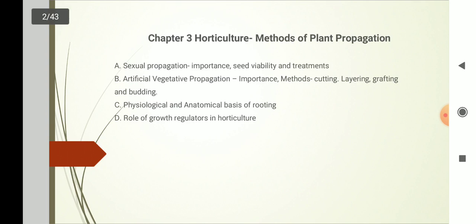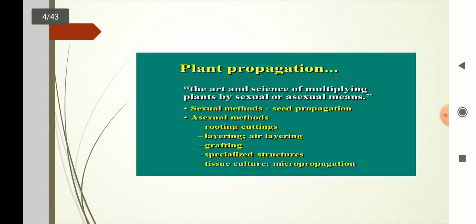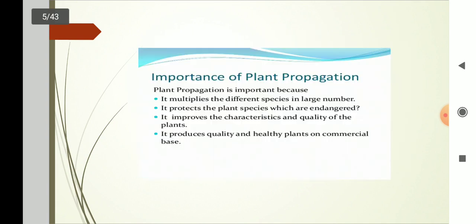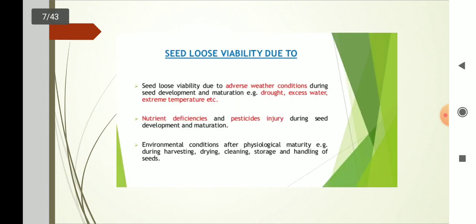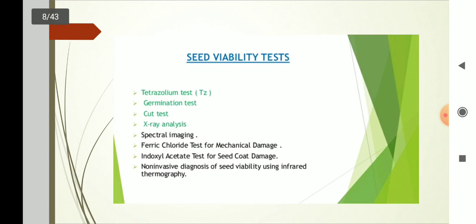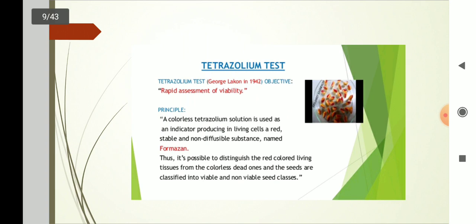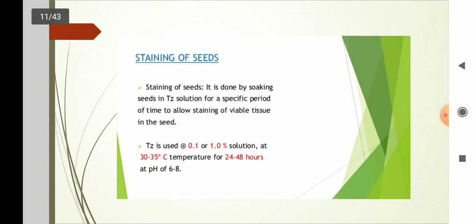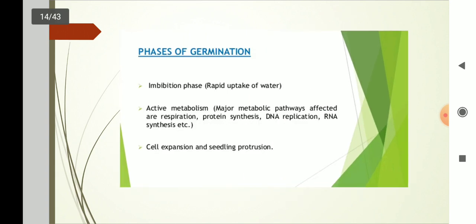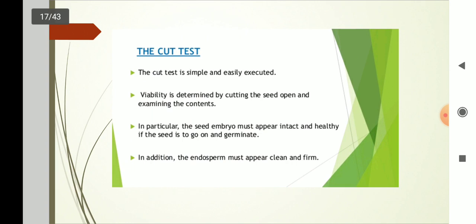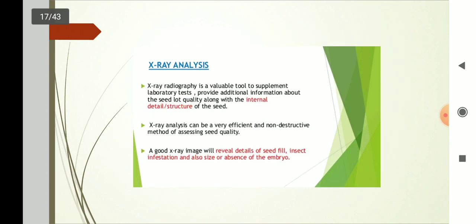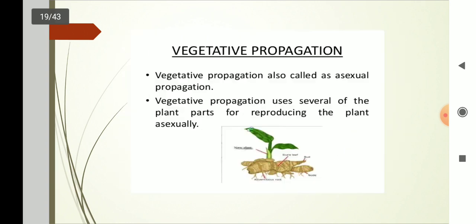In the last lecture, we started chapter 3, horticultural methods of plant propagation. In that, we saw the definition of plant propagation, then the importance of plant propagation, then seed viability. There are different methods of seed viability. First was the tetrazolium test, second was the germination test, third was the cut test, and fourth was the X-ray analysis test. Today we will start with artificial vegetative propagation.